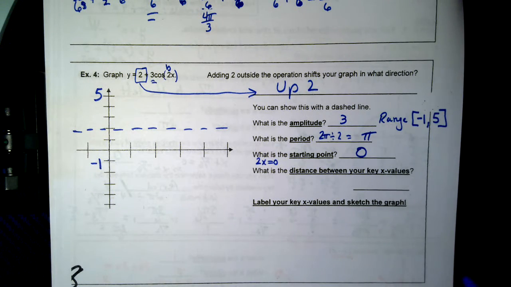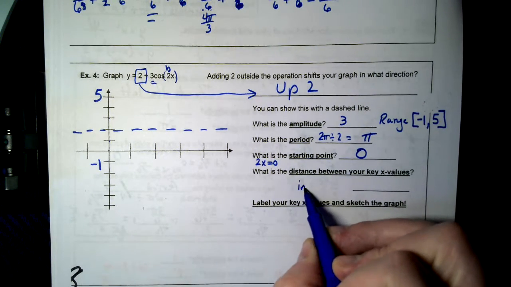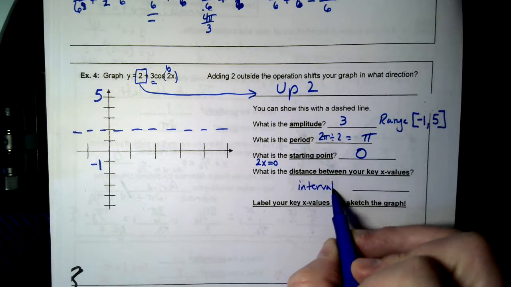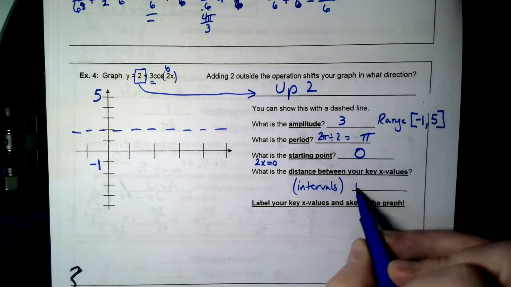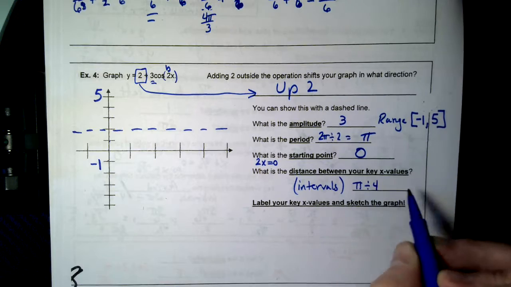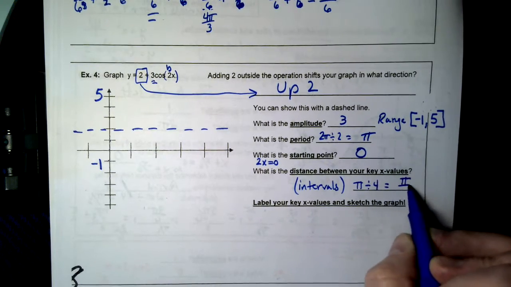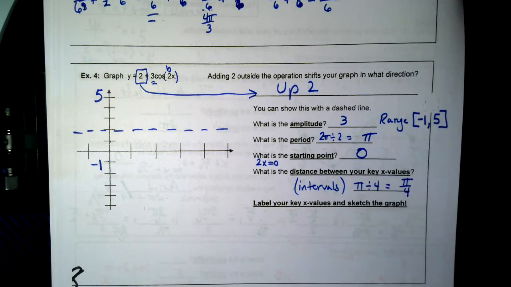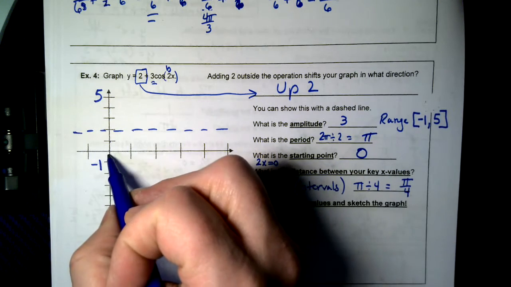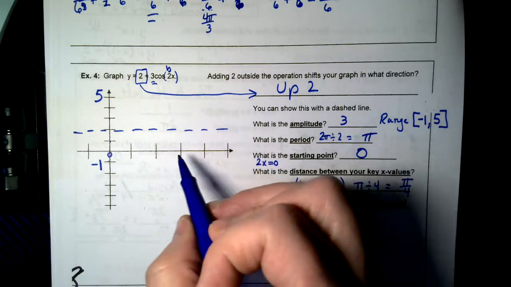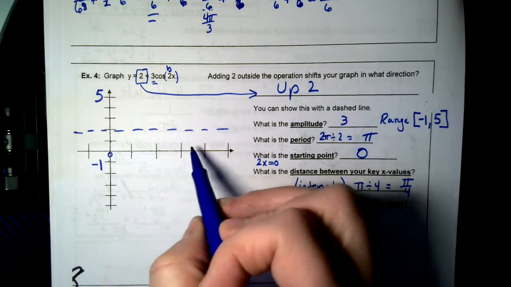What's the distance between your key values? So, the intervals: you take the period number and divide that by 4. And so it's going to be pi over 4. Pi over 4 in between. So this one actually is a little bit on the easier side. It's more like the last section. We're going to start at 0, and it's going to end at 1, 2, 3, 4, 5.